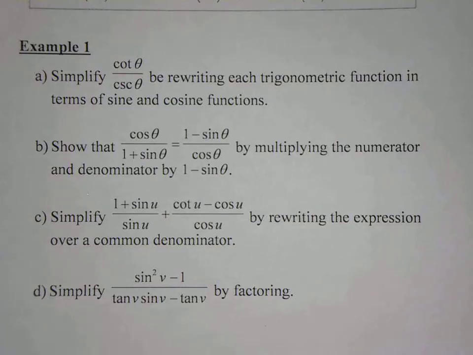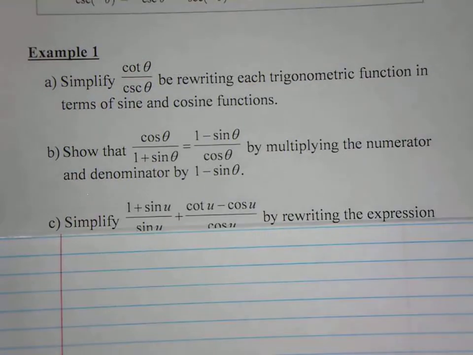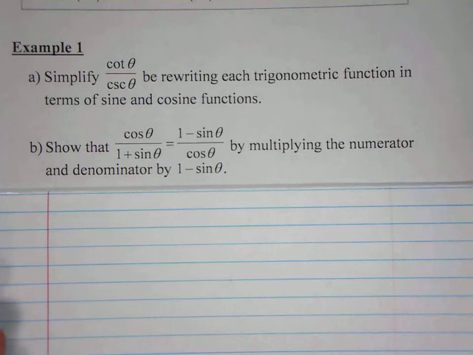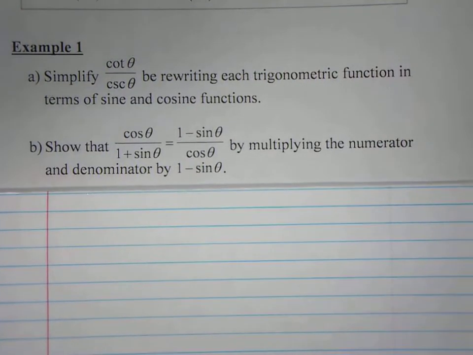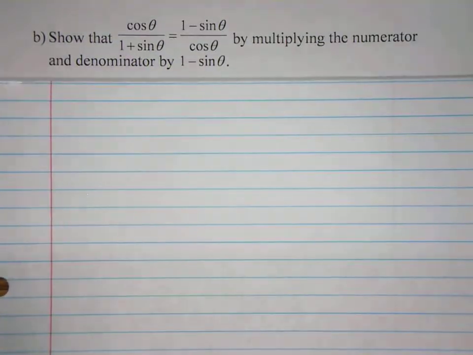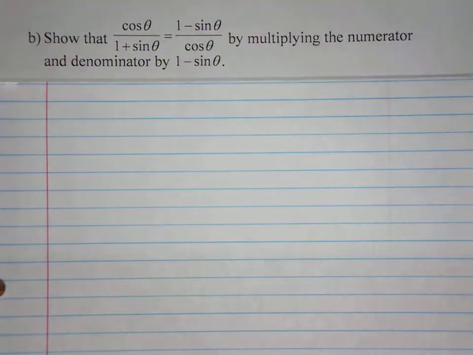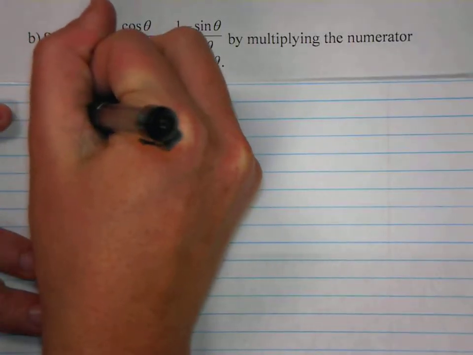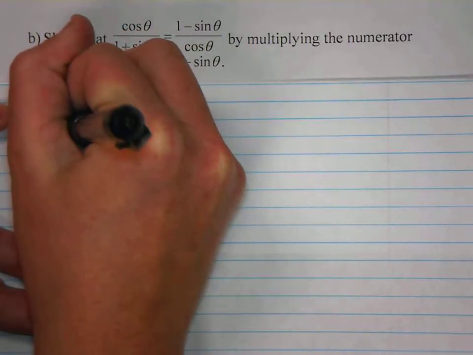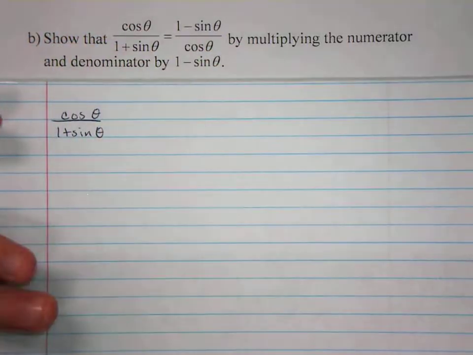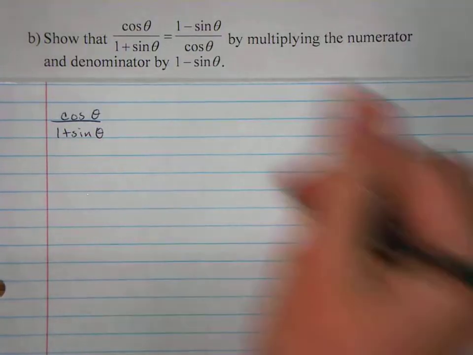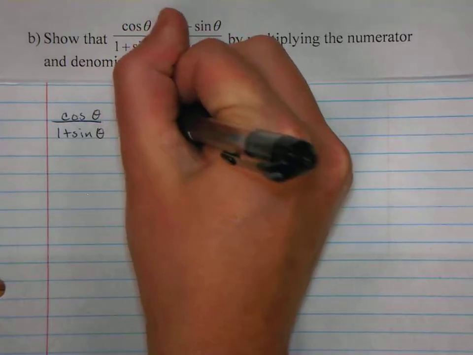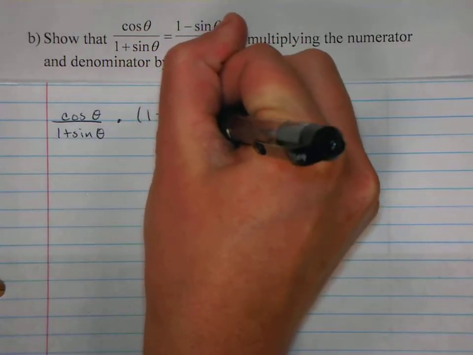Example 1, part B, tells us to show that cosine theta over 1 plus sine theta equals 1 minus sine theta over cosine theta. And we're given specific instructions to do this by multiplying the numerator and denominator by 1 minus sine theta. So I'm going to take the left side of the equation, rewrite it on my paper, and I'm going to show that this is actually equivalent by taking the left side and multiplying numerator and denominator by 1 minus sine theta.